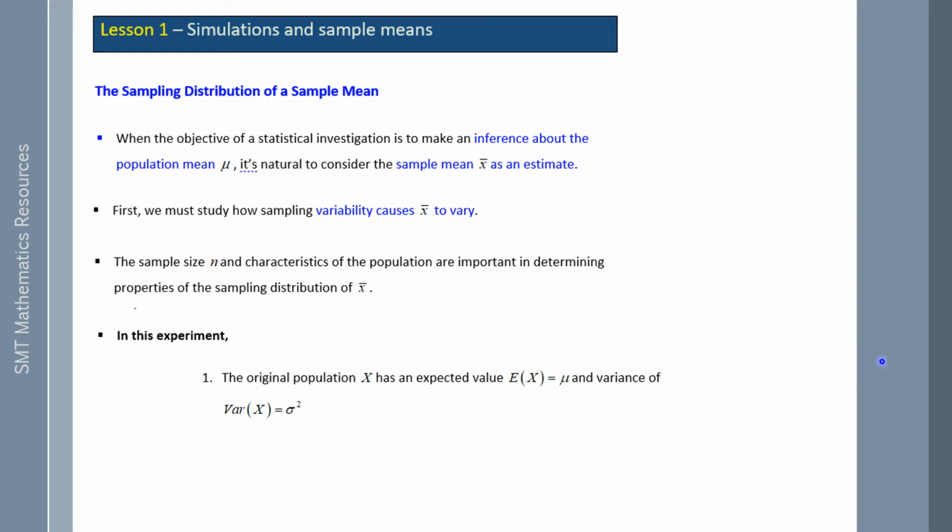In this experiment, the original population x has an expected value of mu and a variance of sigma squared. Each sample has a mean given by x bar, so samples are given by x bar and the population mean is mu. The distribution of these means can be referred to as the following.